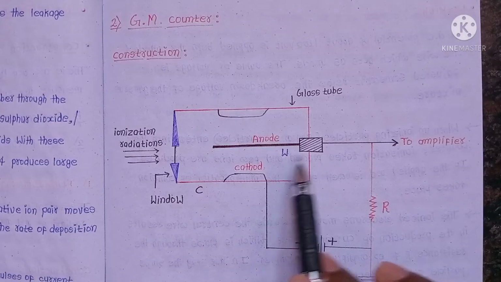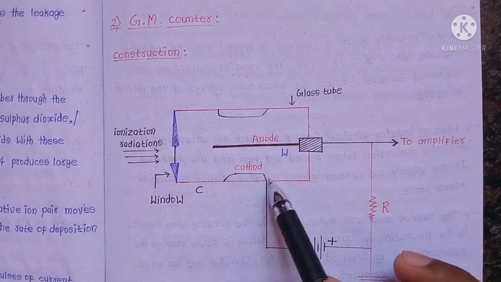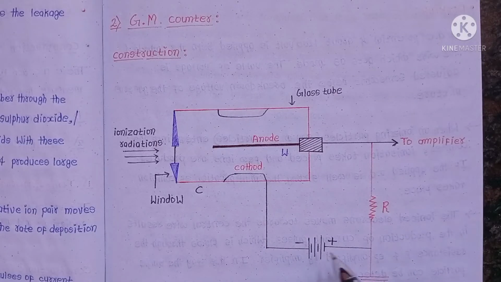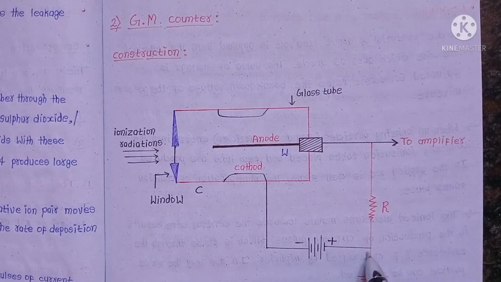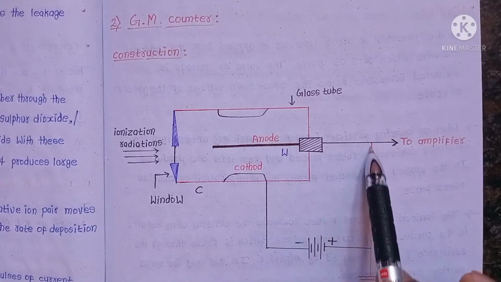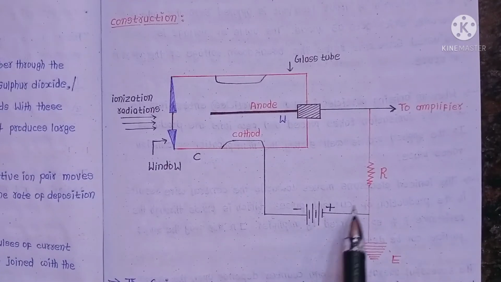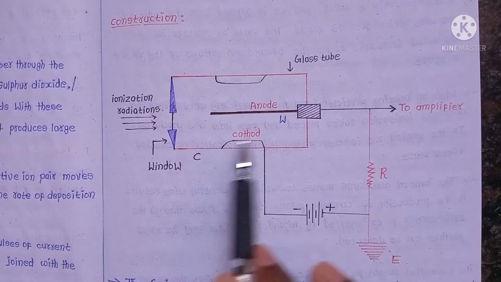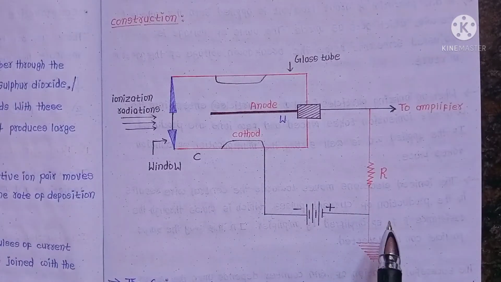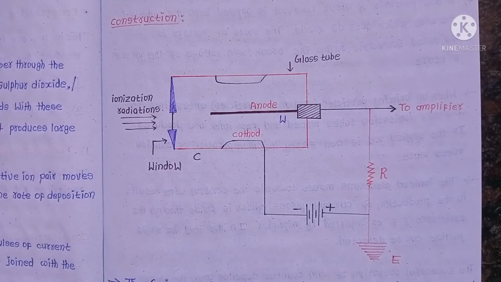Now the cylinder is connected to the negative terminal of the battery, and the positive terminal of the battery is connected to the anode through the resistance R. Through this resistance R an amplifier is connected to read any signals coming from the radioactive radiations in the GM counter. So this is the general construction of the GM counter.